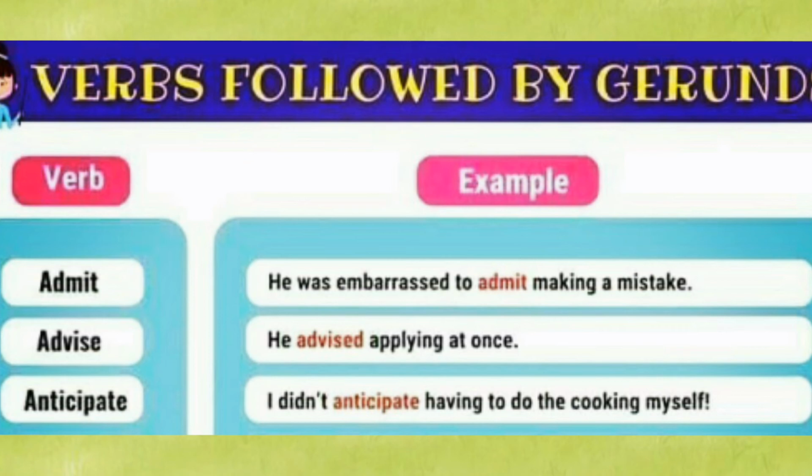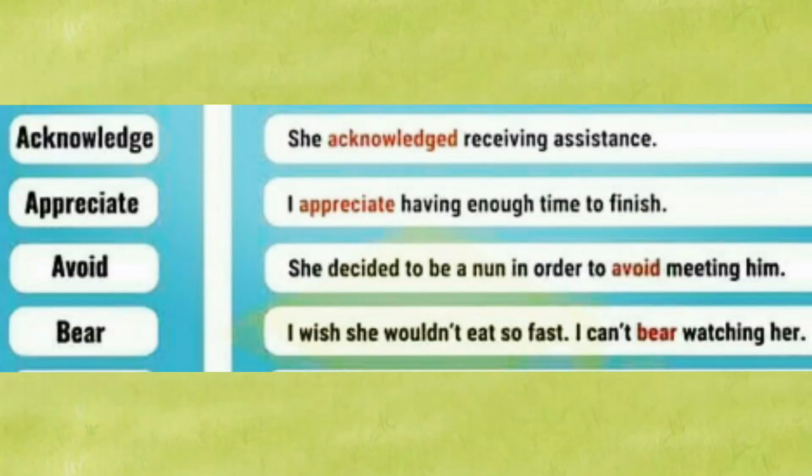After anticipate comes only the gerund. I didn't anticipate having to do the cooking myself. Anticipate, after anticipate comes the verb having. Next one, acknowledge. She acknowledged receiving assistance. After acknowledge comes only the gerund. After appreciate comes only the gerund. I appreciate having enough time to finish. She decided to be a nun in order to avoid meeting him. After avoid comes only the gerund, that is meeting.